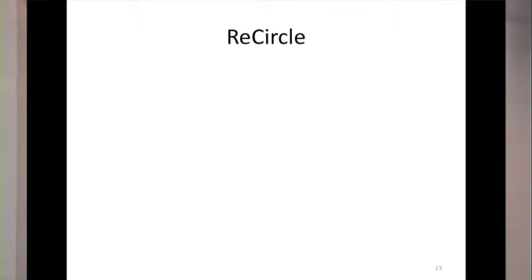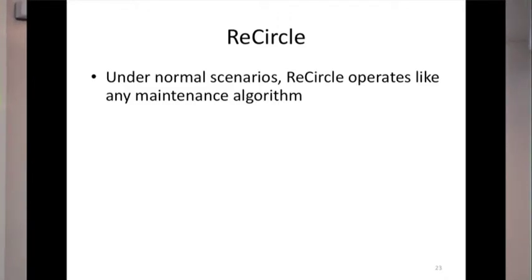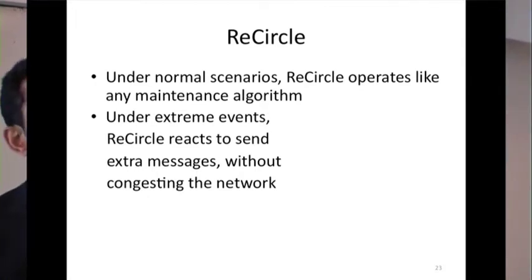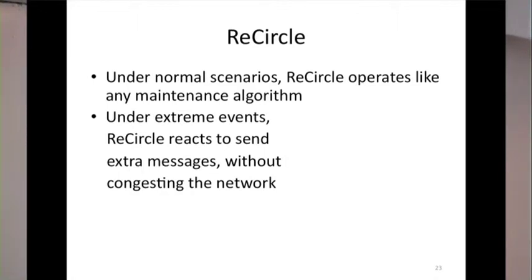Right. So that's ReCircle for us. Under normal circumstances, it just behaves like a normal maintenance algorithm, which is periodic stabilization in our case. It's only under extreme events like bootstrapping or partition mergers that it sends extra messages. And that's exactly what we want, because partitions and mergers are not events that occur very often. They just occur once in a while. So we don't want to be sending extra messages just because of an event that happens once in a while. We designed ReCircle such that it just reacts when these events happen, and then it sends extra messages.